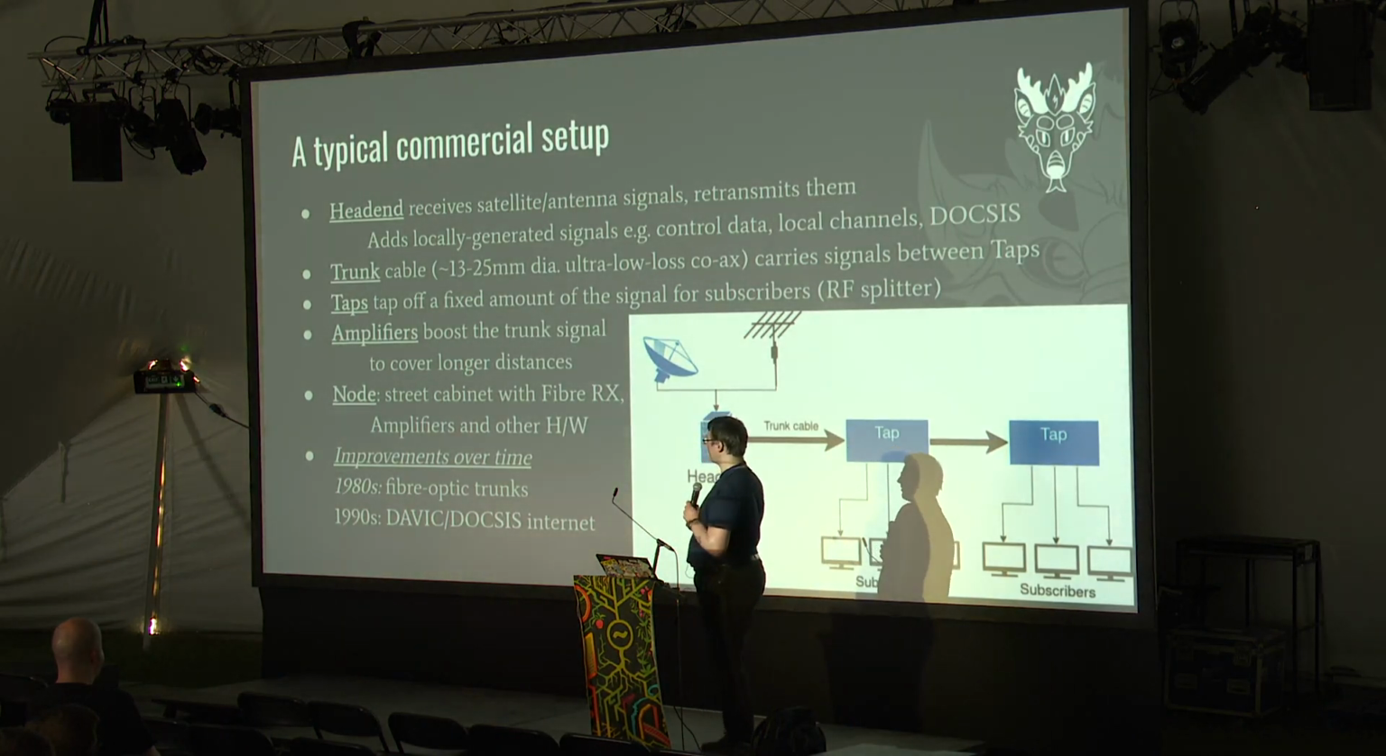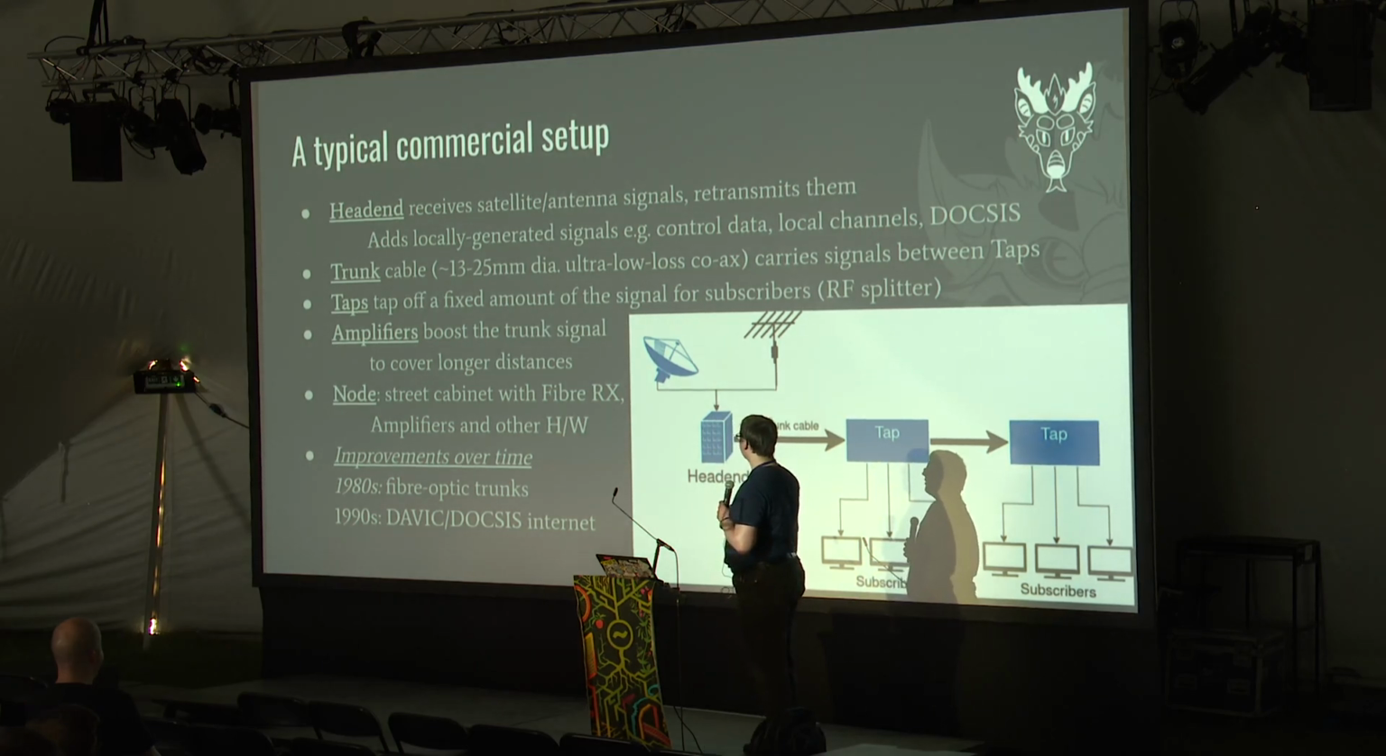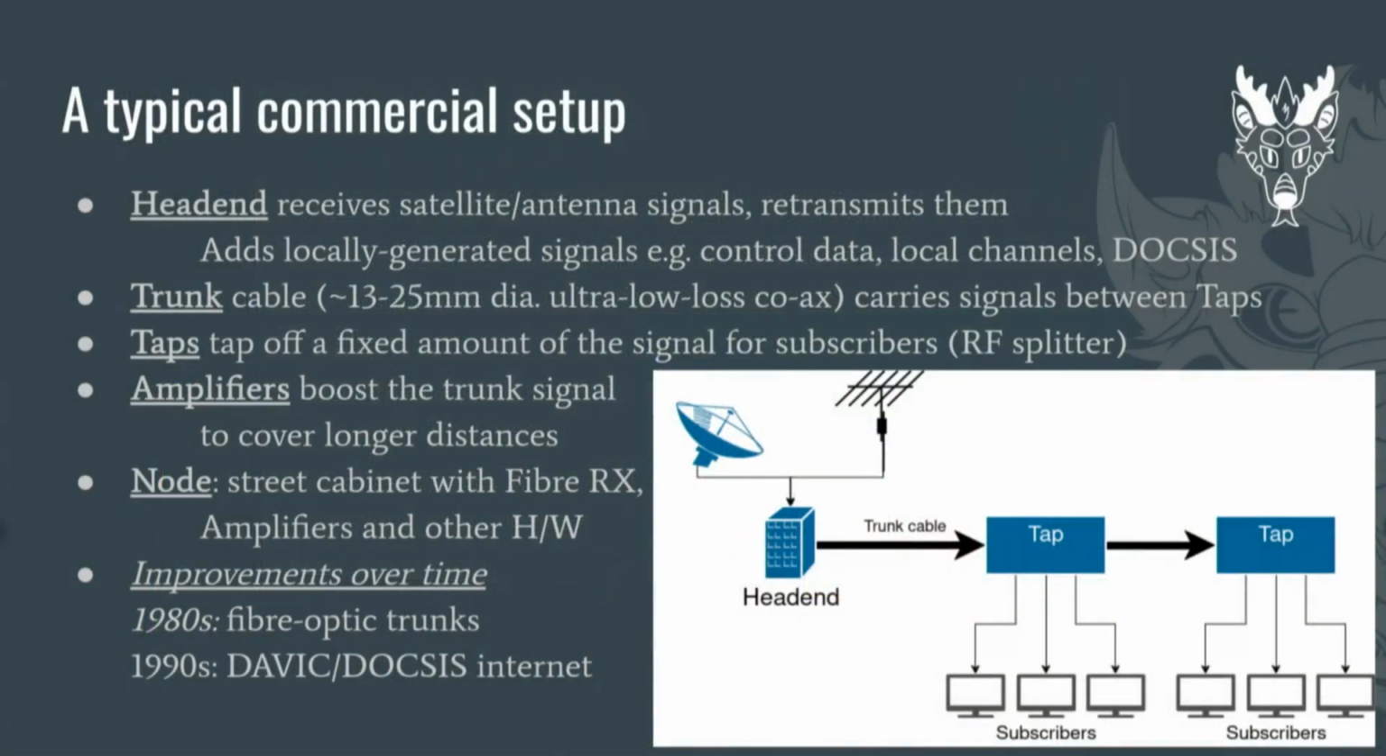So a typical commercial setup involves a central office called the head end, where you would have your receiving antennas, your satellite dishes and all the receiving equipment. That generates a signal that is then amplified and goes down what's called the trunk cable, which is a very high diameter, low loss coax cable. That runs down to a street cabinet where there are devices called taps, which are just low power signal splitters. They're passive devices. They take a small fraction of the signal off, about 20 dB, and then pass the rest along to the next line, the next box in line.